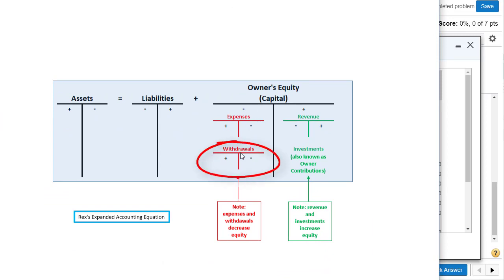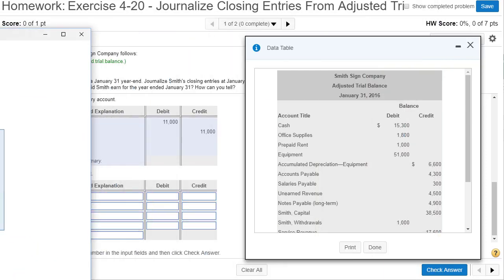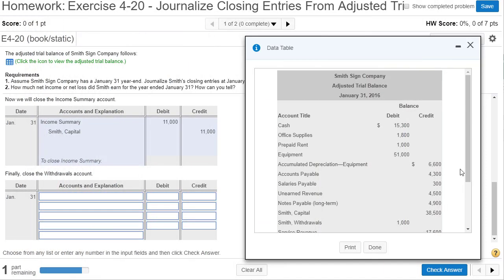And then the last step is we need to close withdrawals. So we've already closed revenues. We close those to income summary. Then we close expenses. We close those to income summary. Then we close income summary to capital. And now we have to close withdrawals to capital. So all three of these eventually get closed to capital. So let's find our withdrawals account, and it's right here.